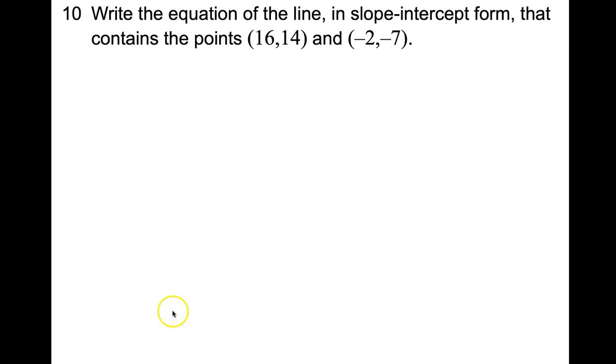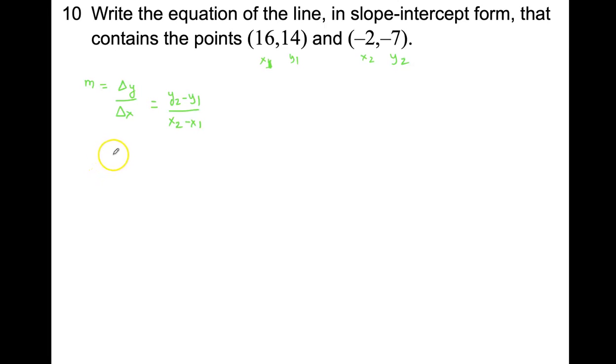Another question. Write the equation of the line in slope intercept form that contains the points (16, 14) and (negative 2, negative 7). The different thing in this question is they did not give me the value of m. Instead they gave me two points. So this is my x1, this is my y1, this is my x2 and y2. First of all I will find my m. What is my m? Delta y over delta x, which is y2 minus y1 over x2 minus x1.